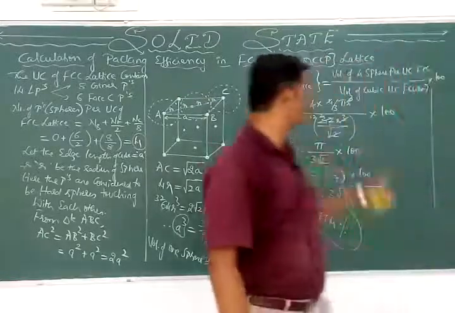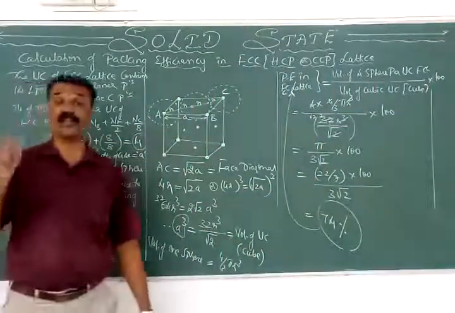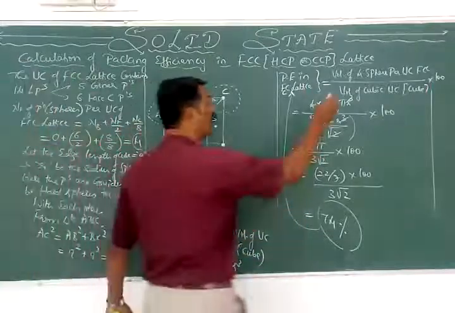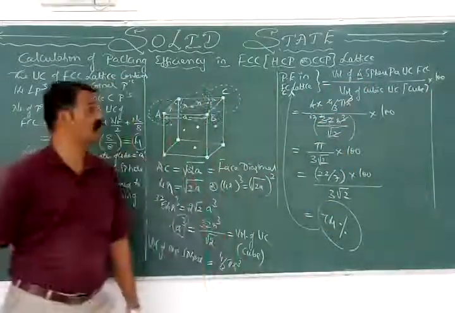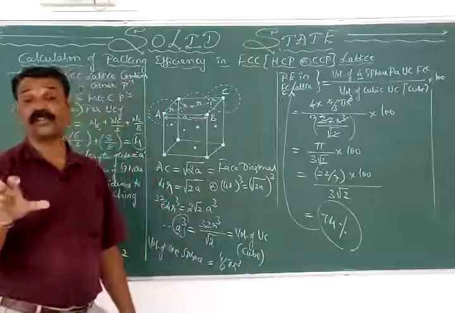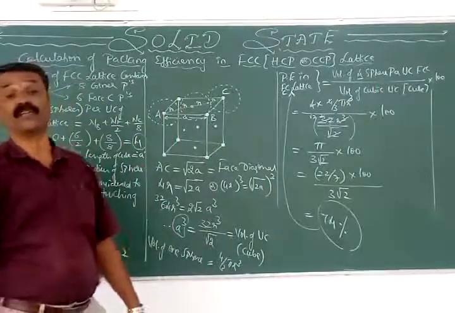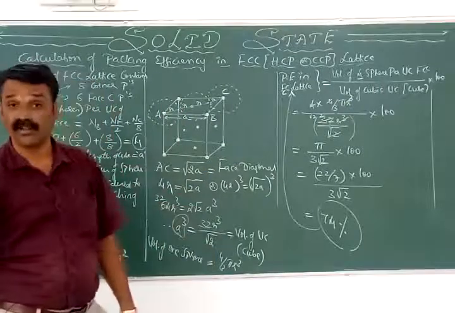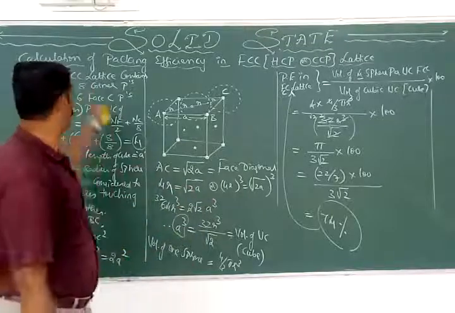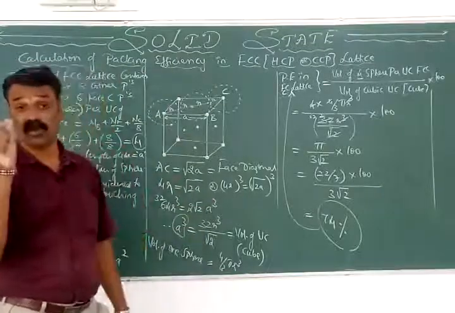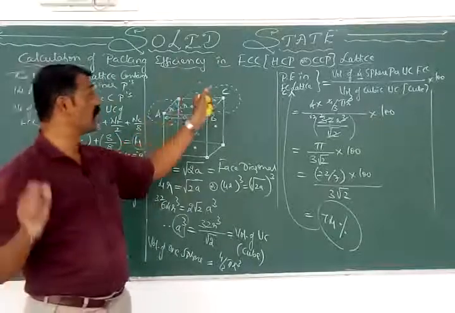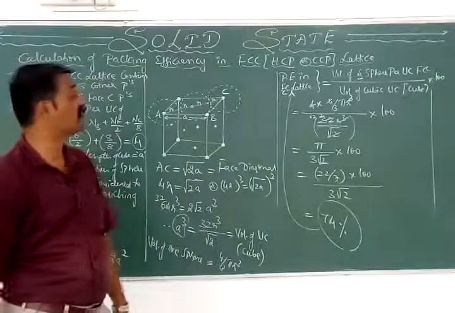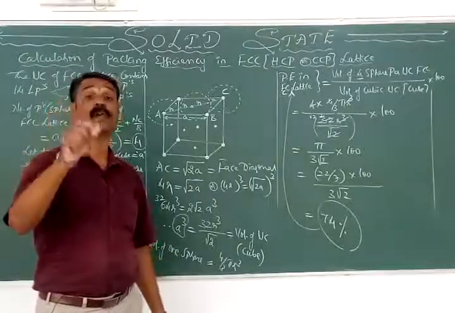What is the definition here? Packing efficiency with respect to the face-centered cubic lattice is given by the volume of all the spheres. How many spheres do we have? The 4 spheres per unit cell of FCC, divided by the volume of the cubic unit cell, multiplied by 100 if I require a percentage. So substitution and simplification will provide the value of 74%. That 74% is called the packing efficiency in the case of which lattice? The face-centered cubic lattice. Sometimes it may also be referred to as the hexagonal close packing lattice, or the cubic close packing lattice.